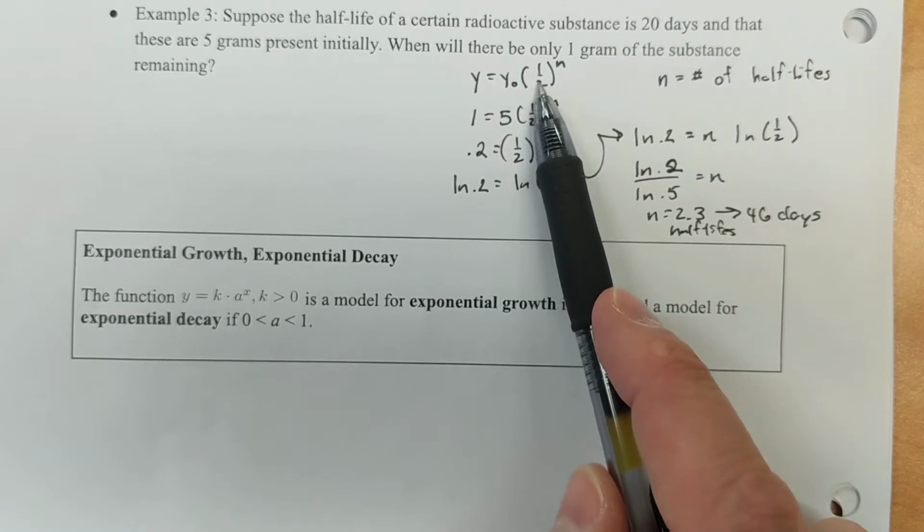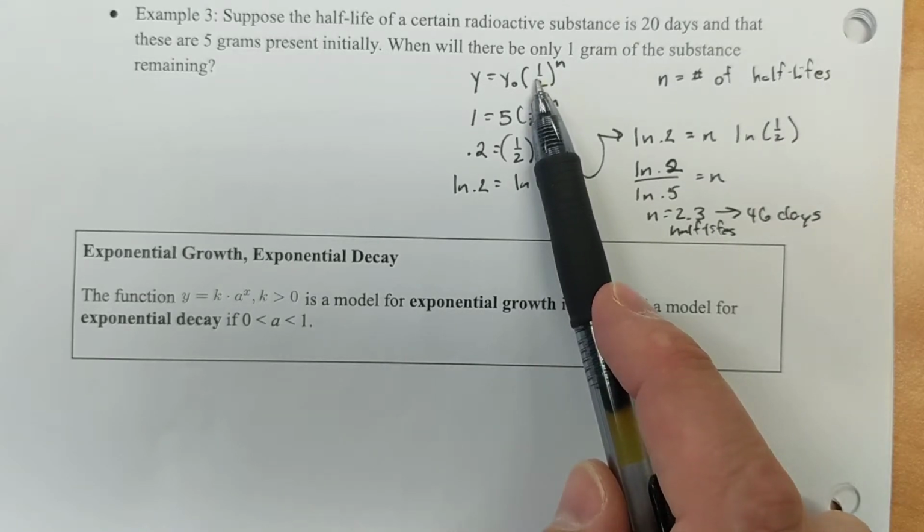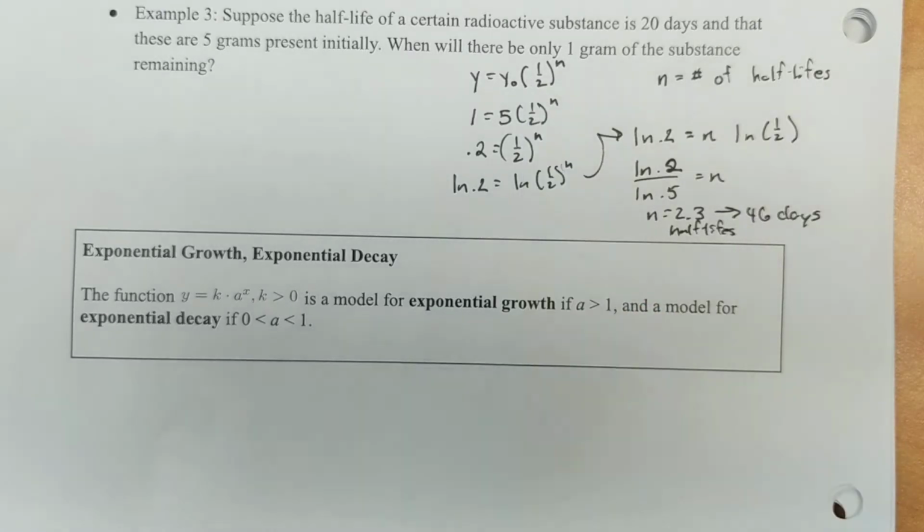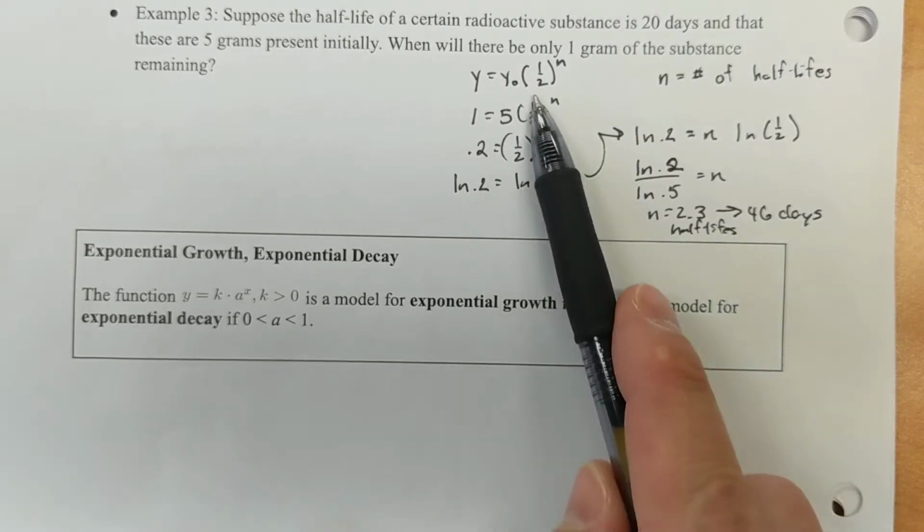Now the reason this is a half-life is that we're keeping track of how long it takes half of the stuff to disappear. If we knew how long it took a quarter of it to disappear, this would be a 1/4 in there. Or if we knew how long it took to double, that would be a 2. But that'd be a growth problem.